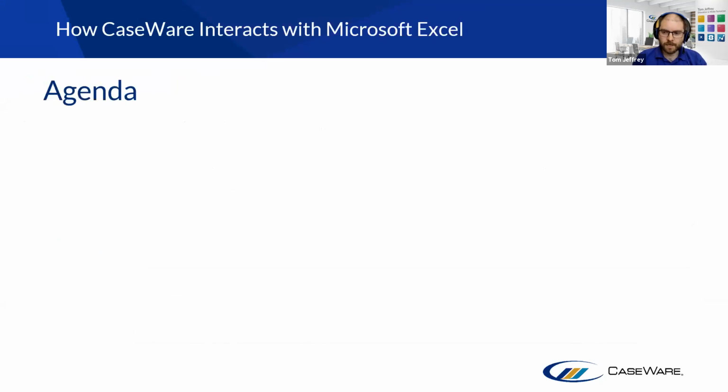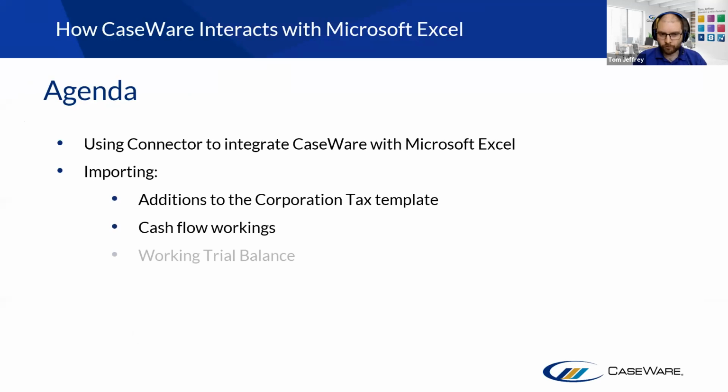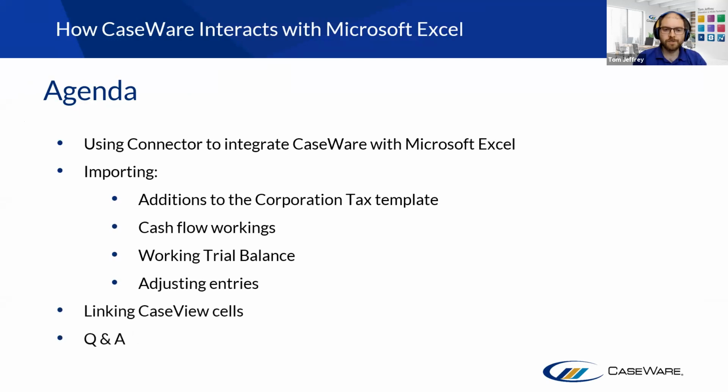So we'll just jump ahead to the agenda. I'm not going to read through it line by line, but we're splitting it into two halves, really. I'm going to take the first half and show you an overview of the sort of thing you can do with Connector, which is an add-in that you can purchase if you haven't done so already. Then we're going to have a look at how we can populate a custom cell in CaseView from an Excel document. And then I'll take you through the Cashflow workings document. So we've got a different way of populating that statement if you didn't want to use the workings that's built into the template. Then I'll hand over to Georgie.